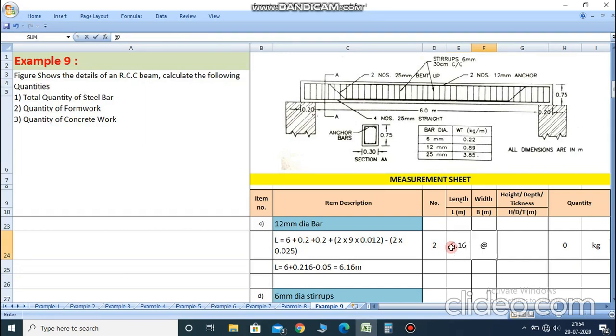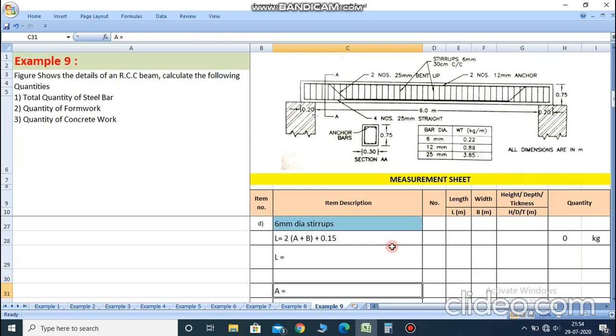At the rate, 12 mm diameter bar per meter length, kg value is given 0.89. So we find out the multiplication of 2 multiplied by 6.16 multiplied by 0.89. So 10.965 kg is the answer for the 12 mm diameter anchor bar. So here only two numbers are given.